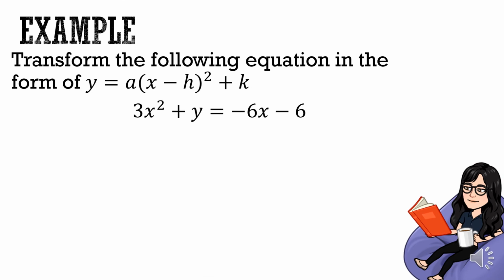Example number 3. 3x squared plus y equals negative 6x minus 6. As you notice, the given equation is not in the form y equals ax squared plus bx plus c. So therefore, we need to transform this equation before we proceed to the next step. By transforming this, we need to move positive 3x squared to the other side of the equation. Therefore, we have y equals negative 3x squared minus 6x minus 6.